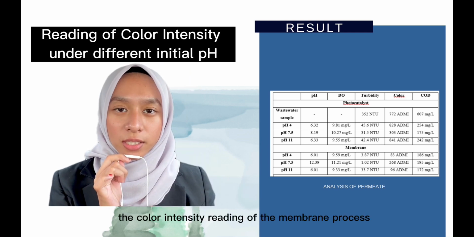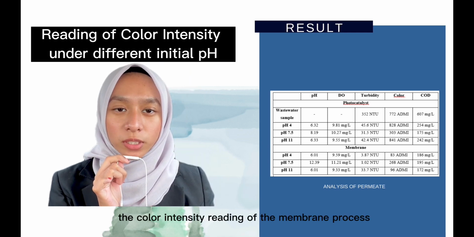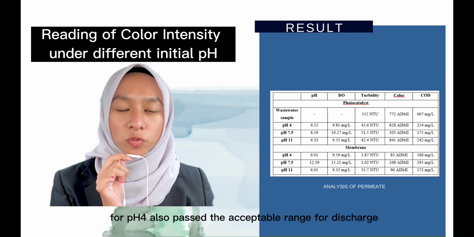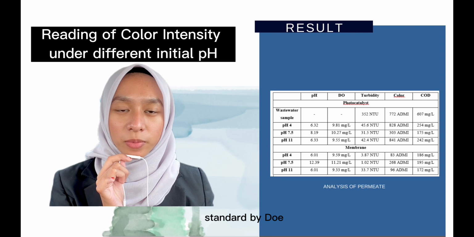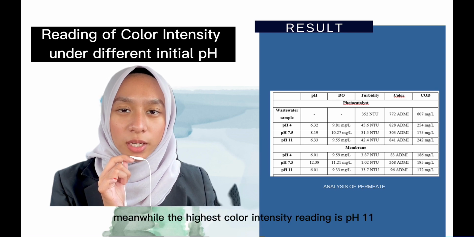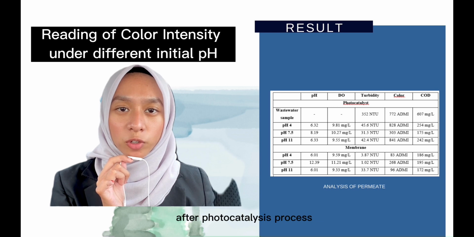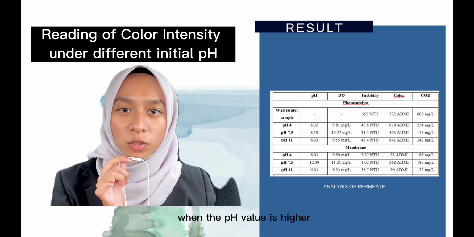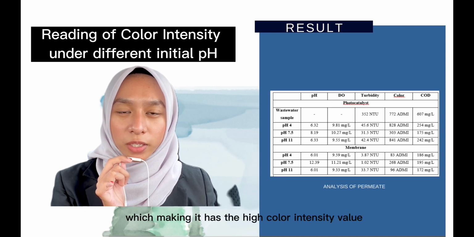The color intensity reading after the membrane process for pH 4 also passed the acceptable range for the discharge standard by DOE. Meanwhile, the highest color intensity reading is at pH 11 after the photocatalysis process, which means a larger amount of dye or suspended material is present in the permeate. When the pH value is higher, more negative charge will be present, which gives it a high color intensity value.